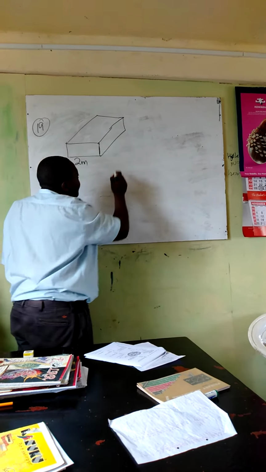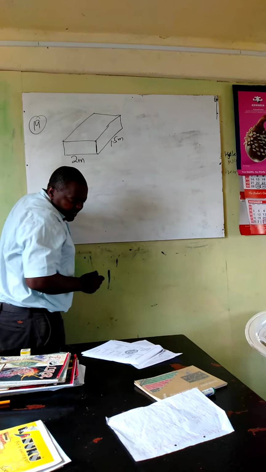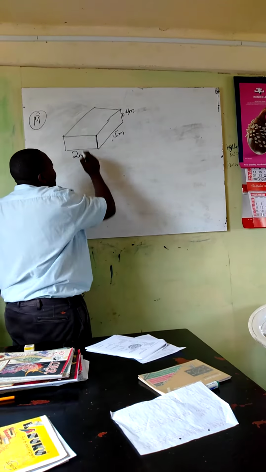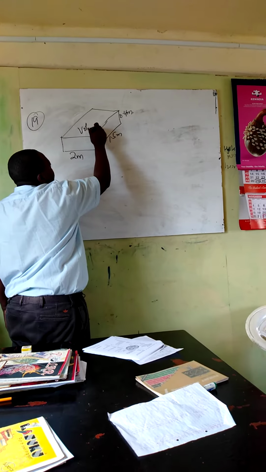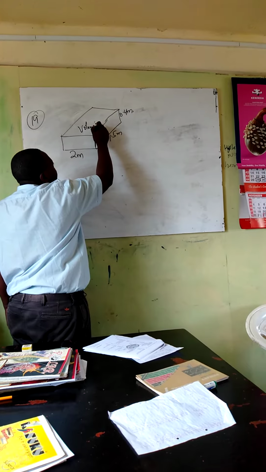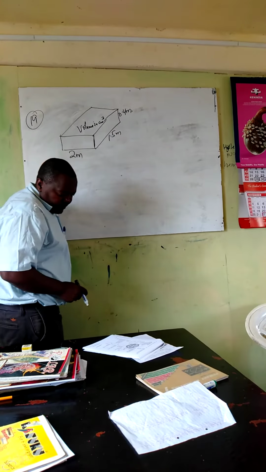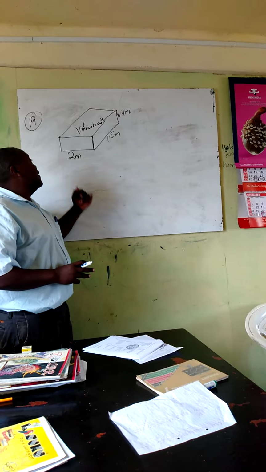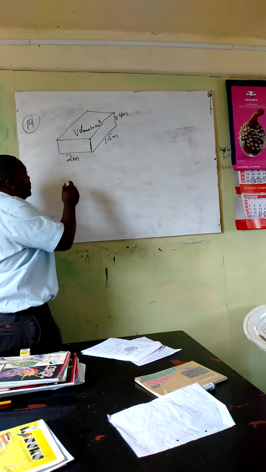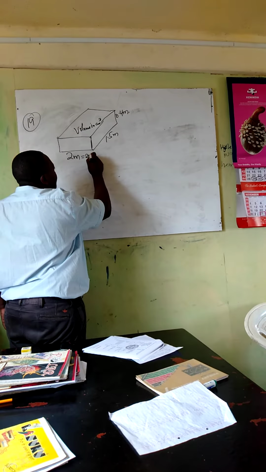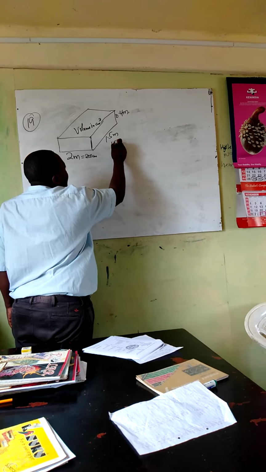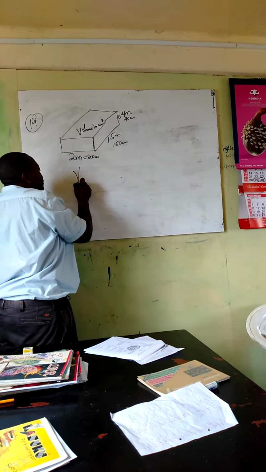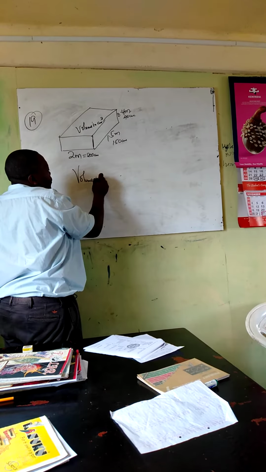That distance is 2 meters, this is 1.5 meters, and this distance is 0.4 meters, and we are asked to get the volume in centimeter cubed. The easier way is to convert these into centimeters first. So this is the same as 200 centimeters, this is 150 centimeters, and this is 40 centimeters.